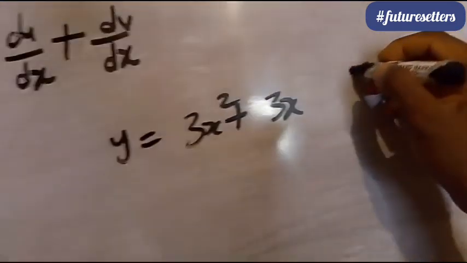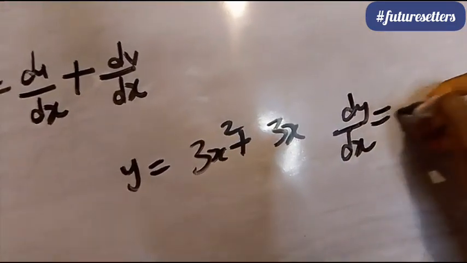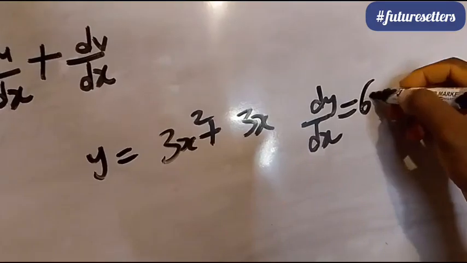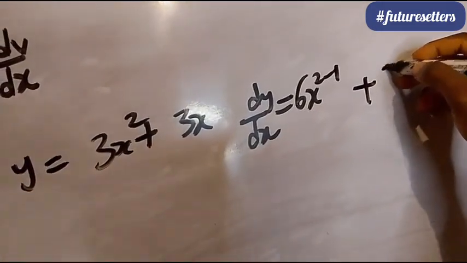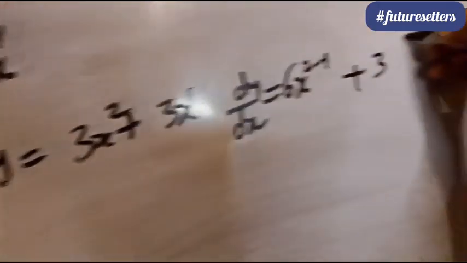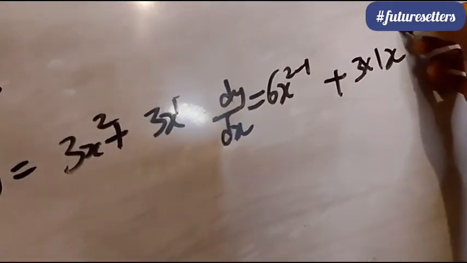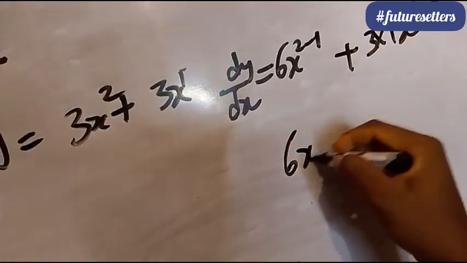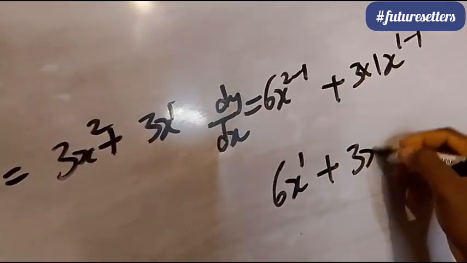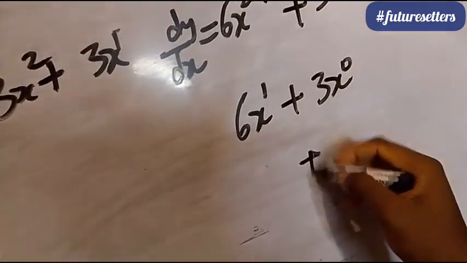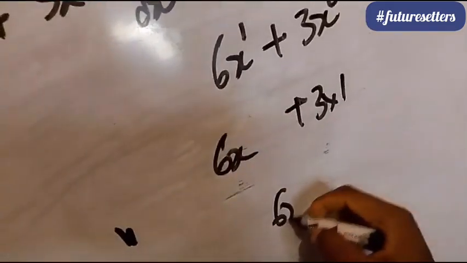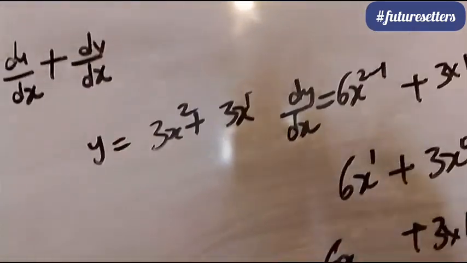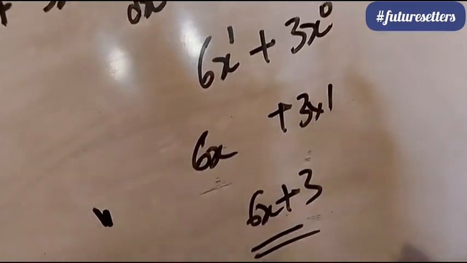What did we just do? To get dy dx, all you need to do is say 6x raised to power 2 minus 1, plus 3, which is raised to power 1. So you just write 3 times 1 times x raised to power 1 minus 1, and this will give you 6x raised to power 1 plus 3x raised to power 0. And you know that x raised to power 0 is 1, so you have 3 times 1, and in this case you have 6x. So your answer will be 6x plus 3. So if you differentiate 3x squared plus 3x raised to power 1, it gives you 6x plus 3.